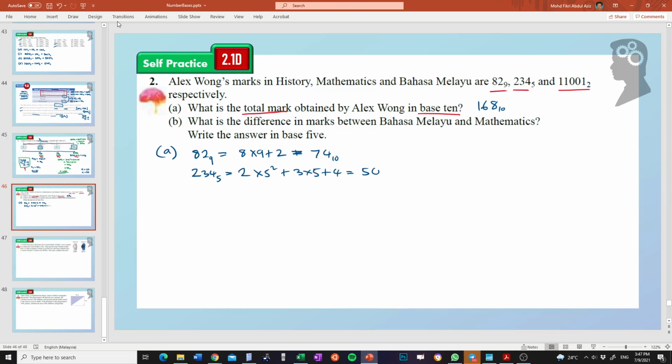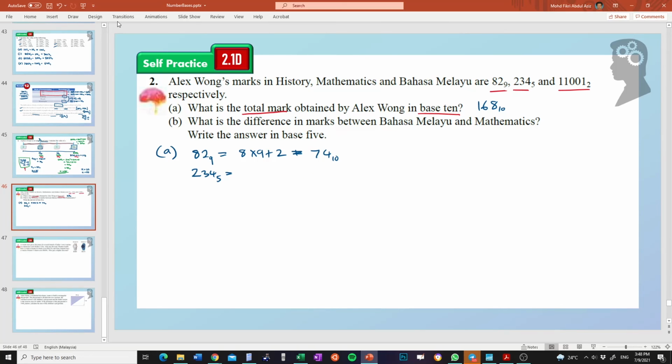Cikgu nak tanya, kalau nak tukar jadi base 10, kita darabkan nombor depan dengan base number dia. Kalau tadi 2 digit, darabkan satu nombor je. Tapi yang ni cikgu darabkan 2 kali. Kalau 3 digit kena buat 2 kali. Taklah, saya buat sebab dia ada 3 digit.